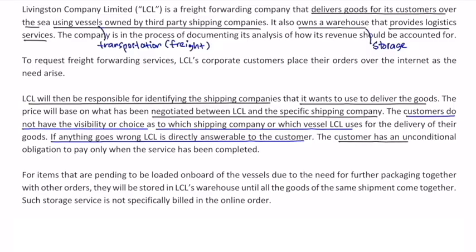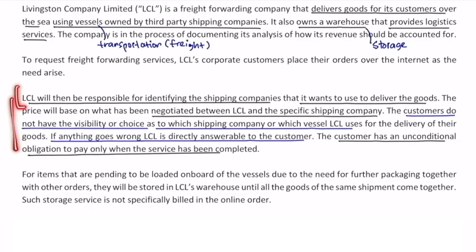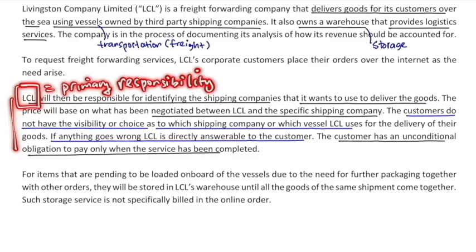The customer has an unconditional obligation to pay only when the service has been completed. If the goods are not delivered on time, LCL will not be able to collect the fee. The shipping company is not the one that is responsible. Based on this paragraph, it indicates that LCL has the primary responsibility to ensure the service is fulfilled.